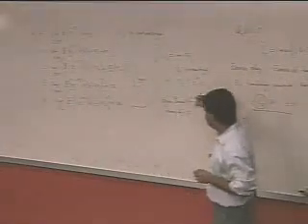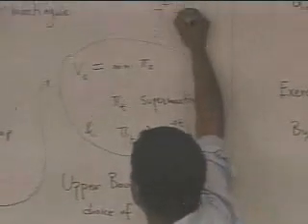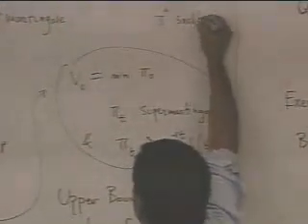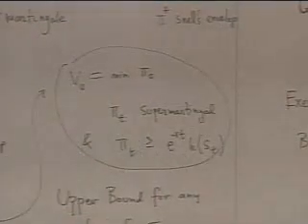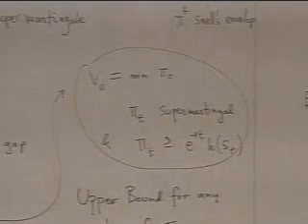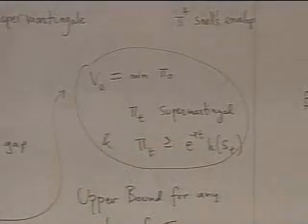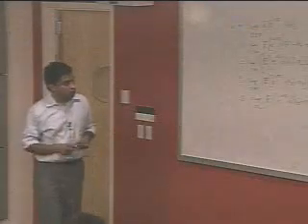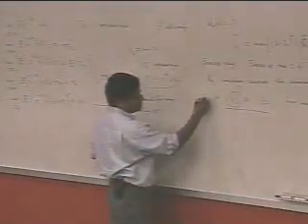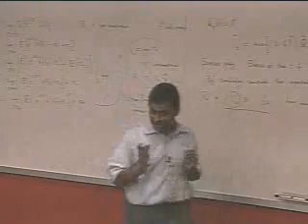And this pi star is called the Snell's envelope. It is the smallest super martingale that dominates the discounted price for current execution. So what you end up getting is an upper bound on V0 for every choice of pi.